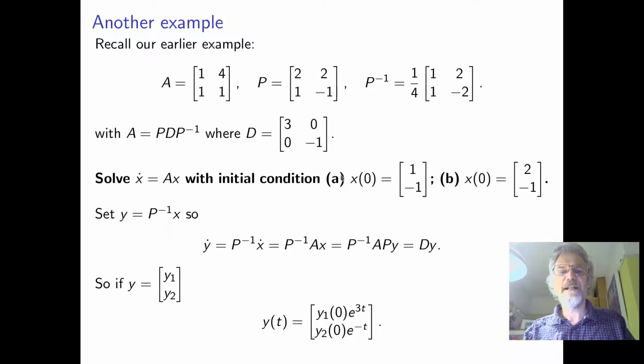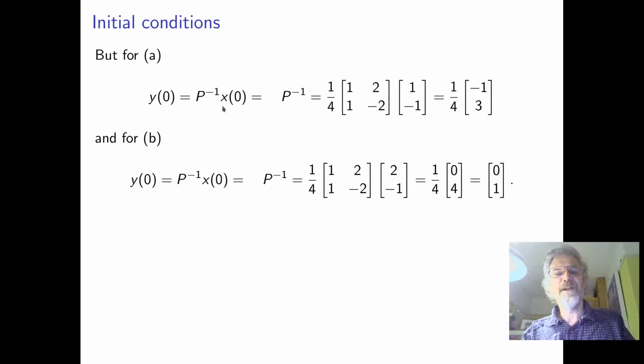The eigenvalues are positive and negative, so this part's decaying and this part's increasing. So it kind of depends how much of it you have in the initial conditions. If you don't have any y1 in the initial conditions, then you'll get the decaying behaviour. To get back to x, we have to multiply this by P.